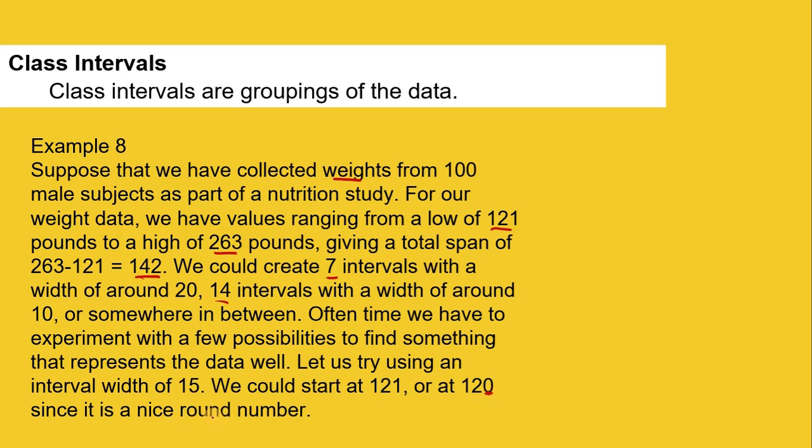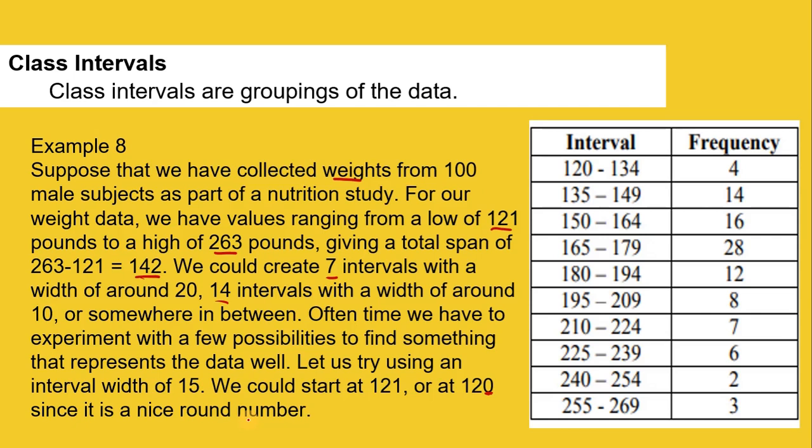Since it is a nice round number, a multiple of 5, if you make a frequency table, it would look like this. So 120 to 134, so 15 is the width. You start counting from 120 and so on. So there are 15 values in one group, and then you count how many fall inside. So given that, we have 4 or 14 and so on. Again, if you want specific instructions on how to make the class intervals, just follow the link.